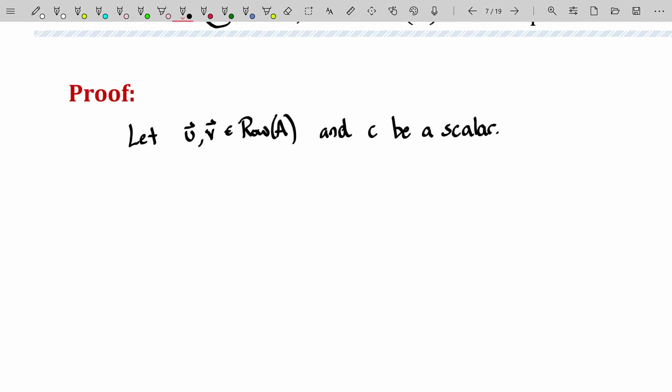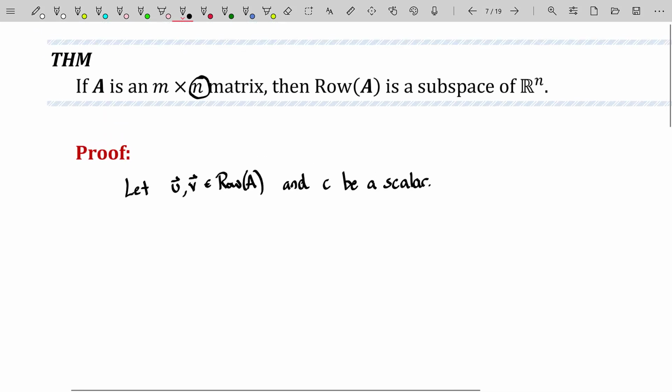We want u and v to be vectors in the row space of A, and we want c to be a scalar. Now remember, to show that this set of vectors is a subspace of Rn, we just need to show closure under vector addition and closure under scalar multiplication.